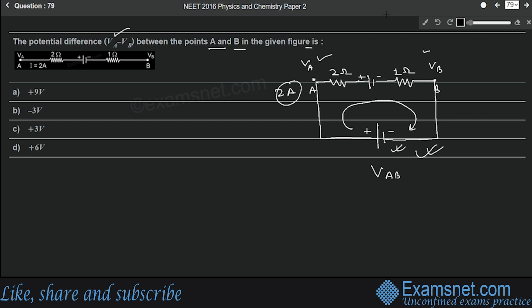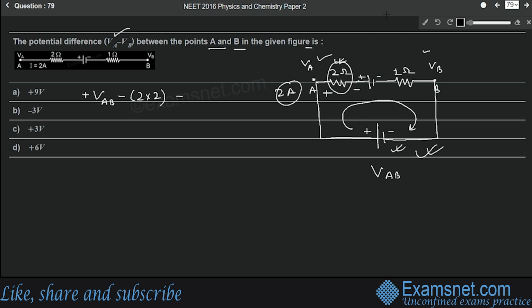You can see that the current starts moving from the negative to the positive terminal. That means it will be plus VAB. When we move towards positive, it is positive, and when we move towards negative, it is negative. But after it comes to the 2 ohm resistance, it becomes negative, because here we are moving from positive to negative terminal now. So minus, what is the voltage?